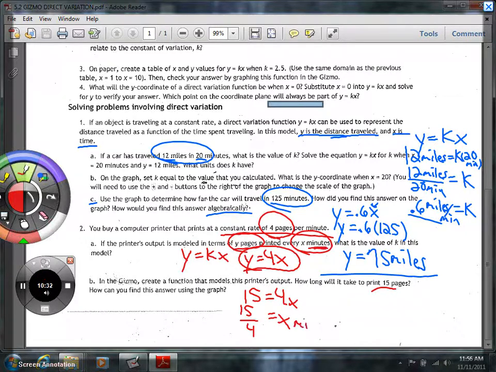So x is 15 fourths, which we can just divide, and we get 3.75 minutes. Okay? Let's think about that. It does 4 pages every single minute, and we're going to try to get it to do 15 pages, so that makes sense. It could do 16 pages in 4 minutes, but we're asking it to do only 15 pages, so it's a tiny bit less. So 3.75 minutes. All right, that should help complete that.